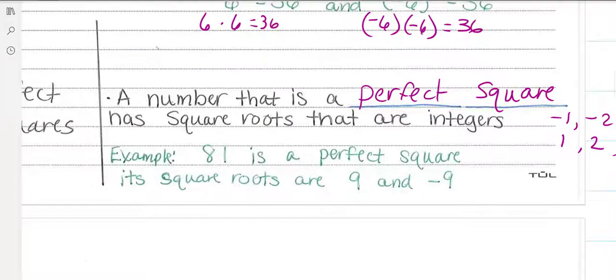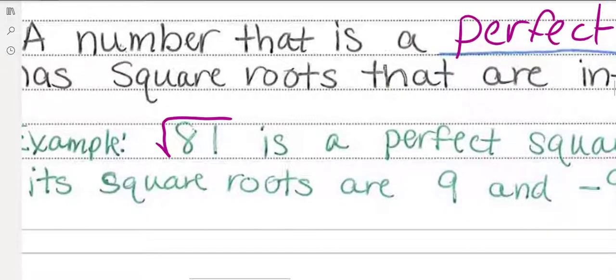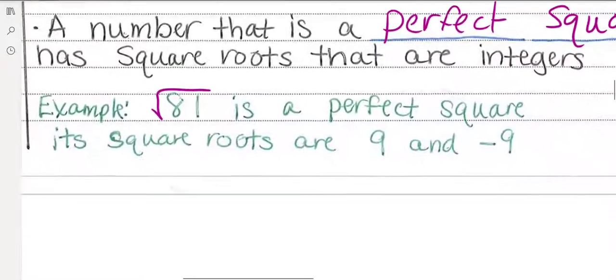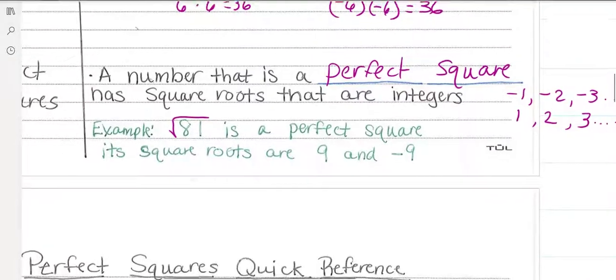So here's an example. 81, or the square root of 81, is a perfect square because its square roots are 9 and -9. So these are just whole numbers, okay? A non-example of this is if I have like 2.5. 2.5 is not a whole number. It's a decimal. So that, if I multiplied it by itself, would not be a perfect square.